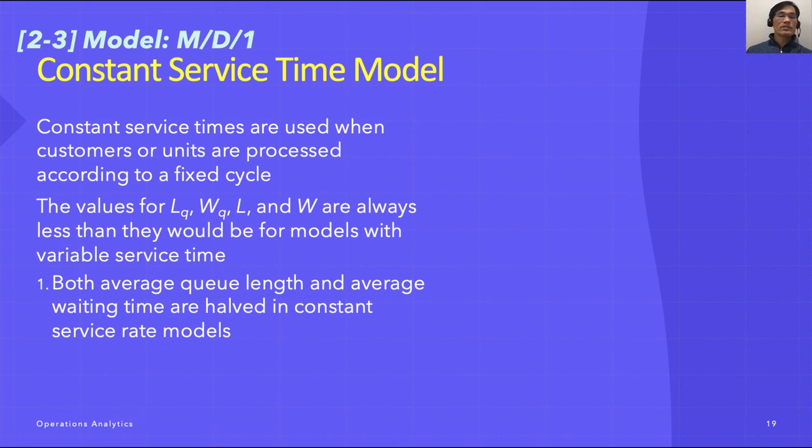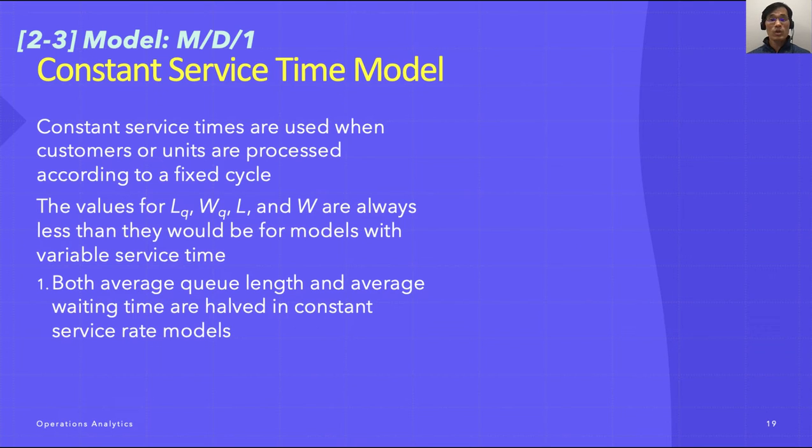Hi, now let's continue to look at a different model, which is the MD1 model. In this case, we are using D in the middle because the service process time is constant rather than unpredictable or exponential. So it's an MD1 model. Some service systems have constant service times instead of exponentially distributed times.